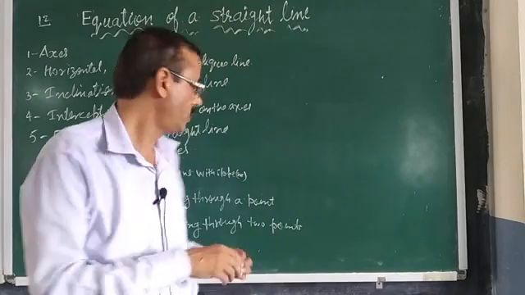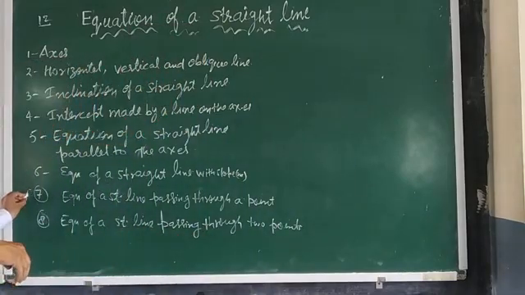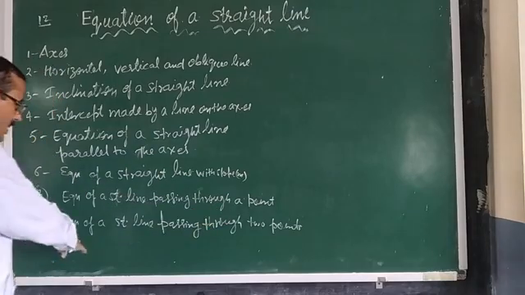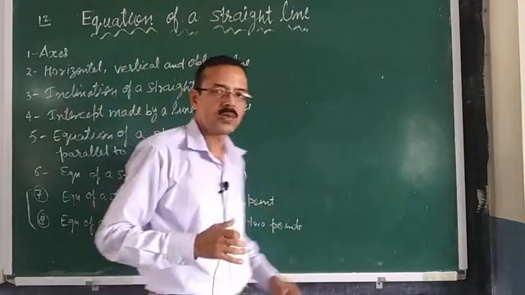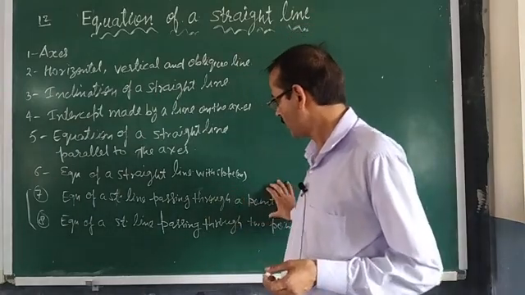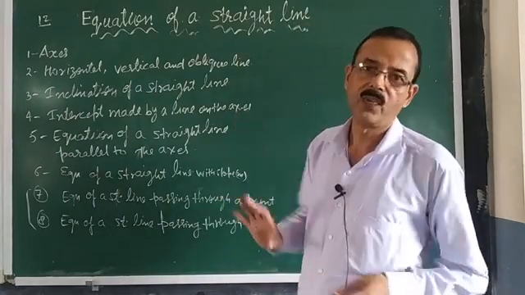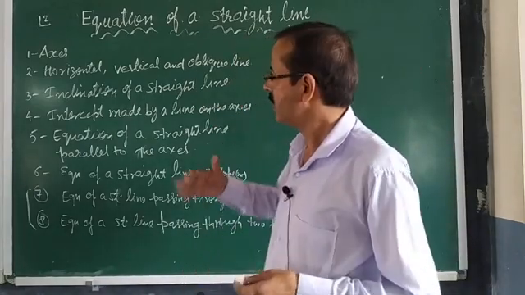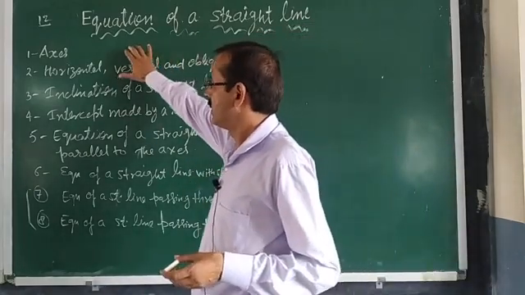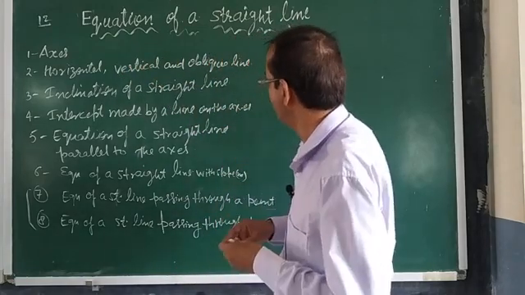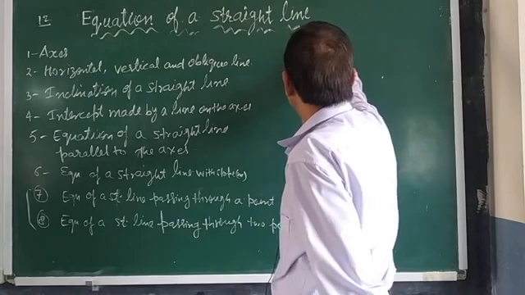There are 2 equations of a straight line here. Number 1, if a line is passing through 1 point, and second, if a line is passing through 2 points. So we have to find both equations of a straight line by using 1 point and by using 2 points. So first you should learn one by one: first the axis, then second is horizontal, vertical and oblique line.